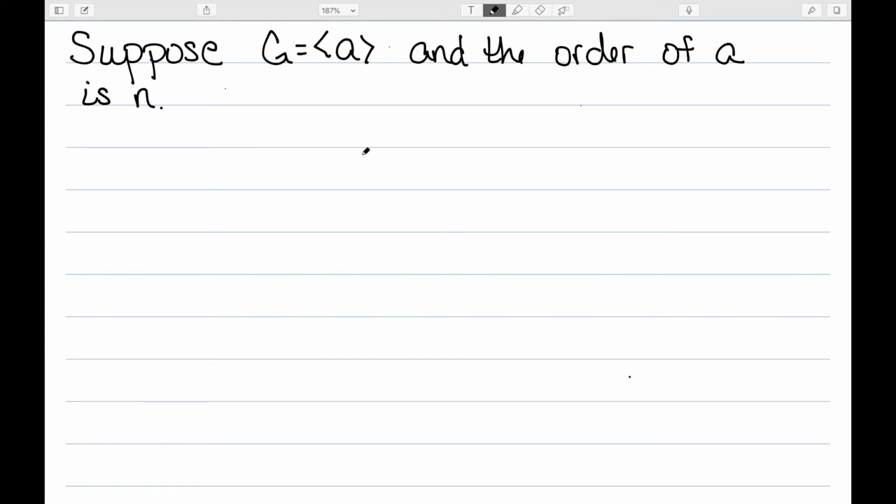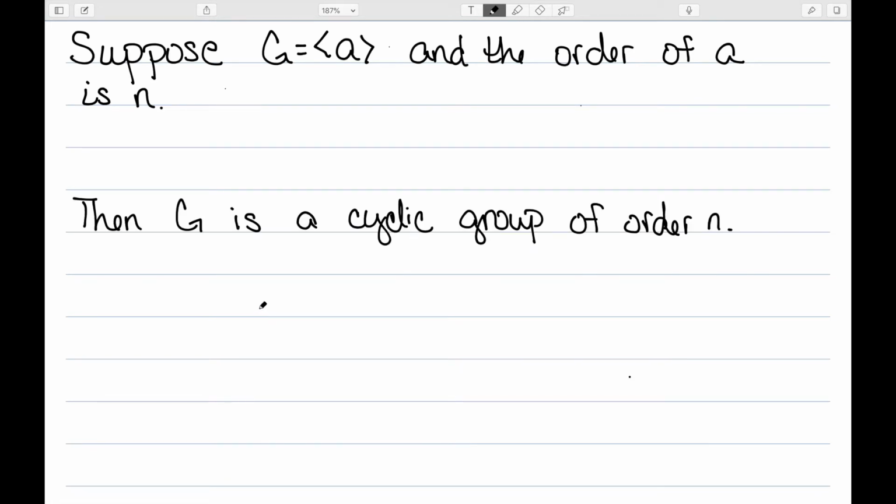Let's suppose we have some cyclic group G generated by A, and we know the order of A is n. Then we can say that G is a cyclic group of order n. We showed in a previous video that if the order of A is n, then we have a set of elements that includes all of the powers of A and they're all distinct. So we would have a cyclic group of order n, with exactly n elements in that group.